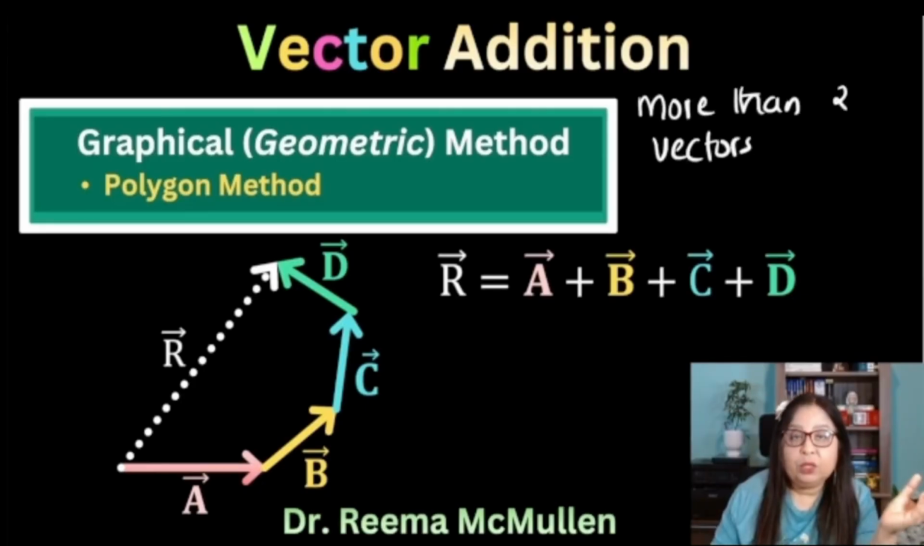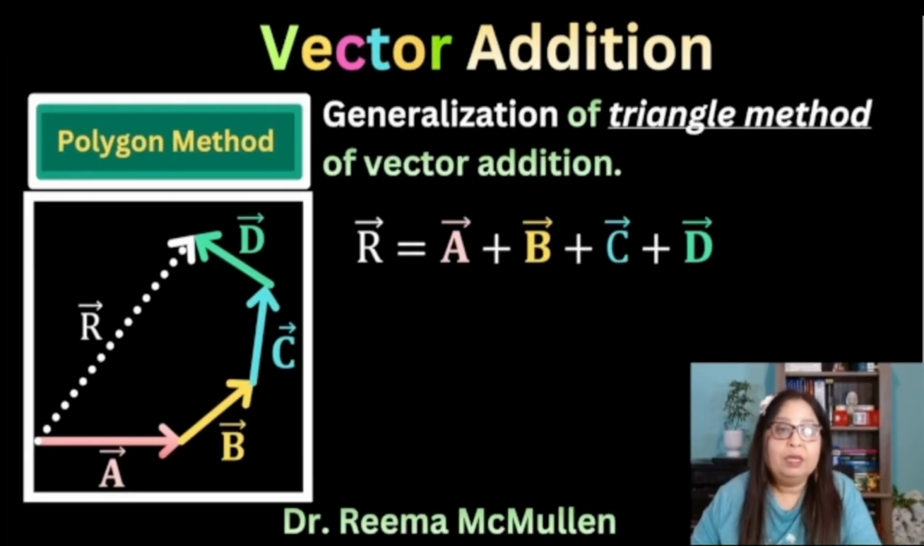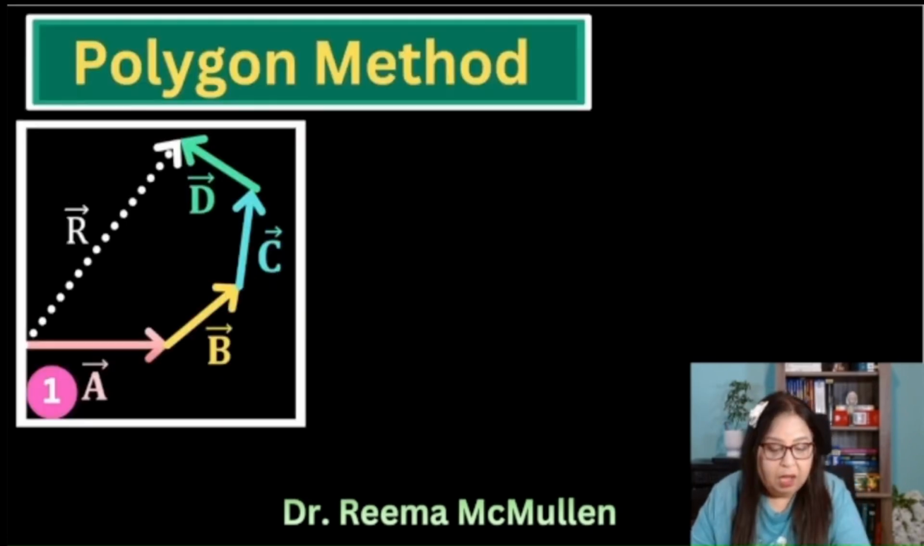If we are adding only 2 vectors, then that is the triangle law of vector addition. So this over here is the generalization of the triangle law of vector addition. Generalization of triangle method of vector addition gives us the polygon method of vector addition. Very well. Polygon method. We have added vectors A, B, C, and D in sequence.